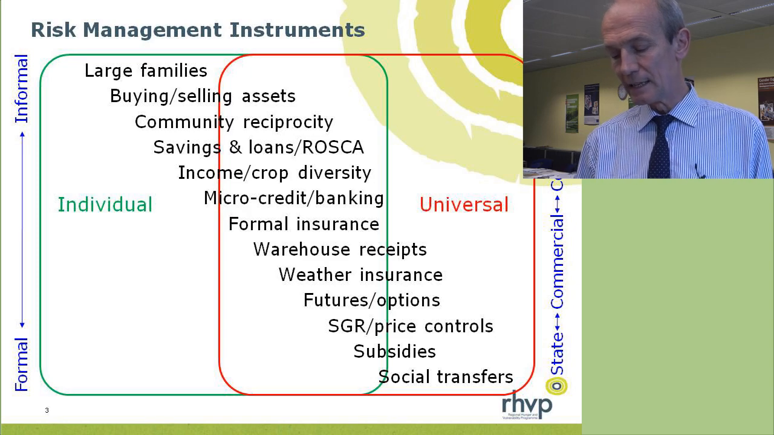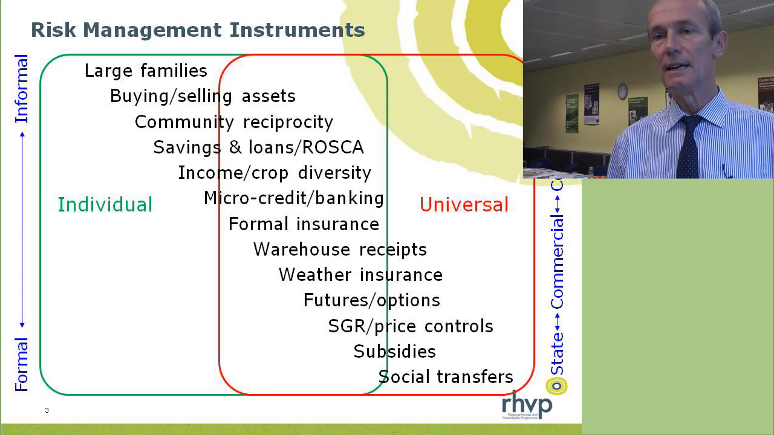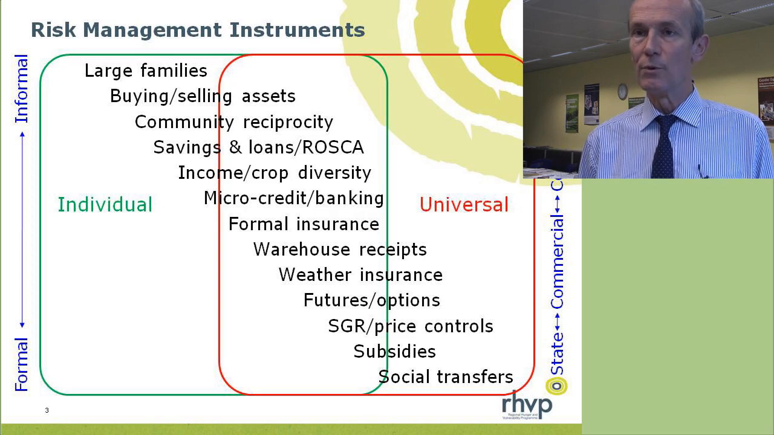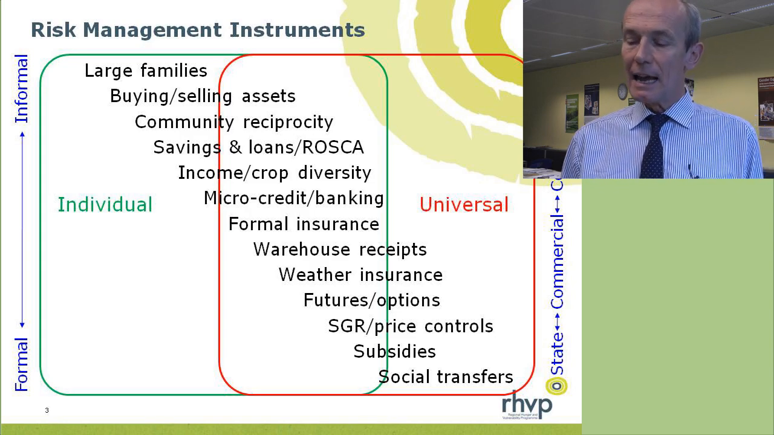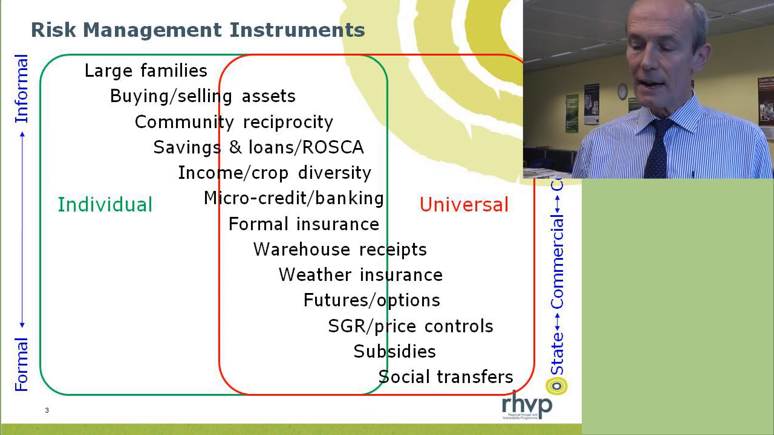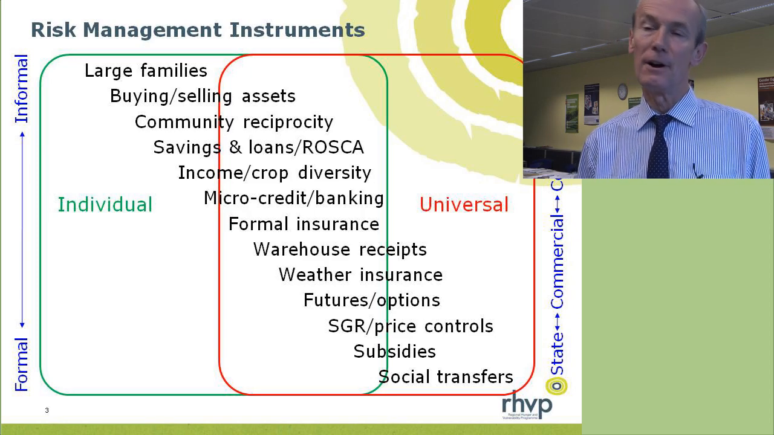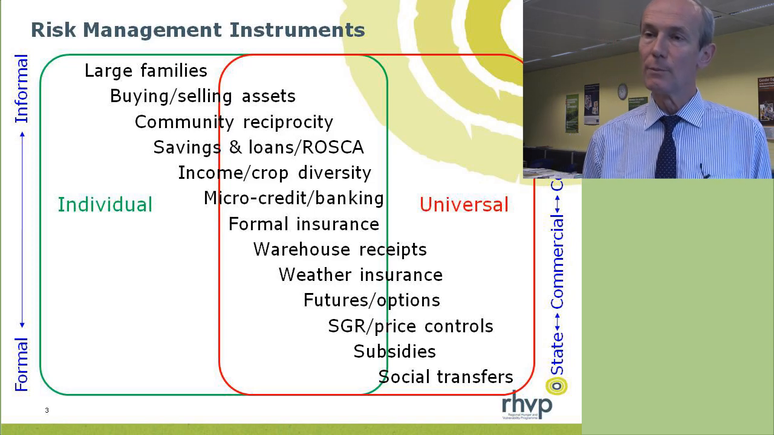Then, again, getting more formal, microcredit and banking arrangements, so that you can borrow when you need and pay back when you have the resources to do so. Formal insurance markets, which do provide actual insurance against specific events. Warehouse receipts systems, which allow you to acquire credit against production that you have yourself produced. Weather insurance systems that provide insurance to whole groups of farmers. The use of futures and options on commodity exchanges to spread risk.